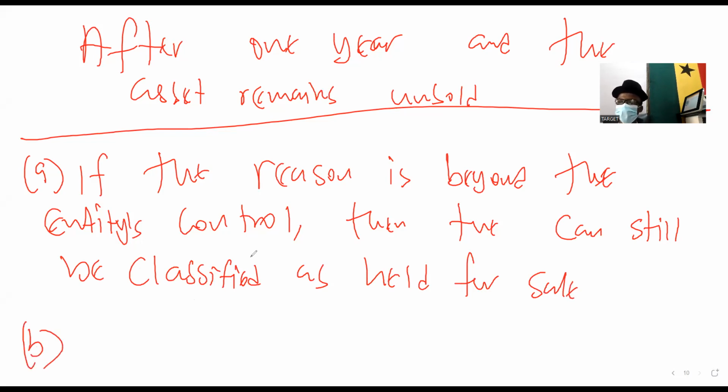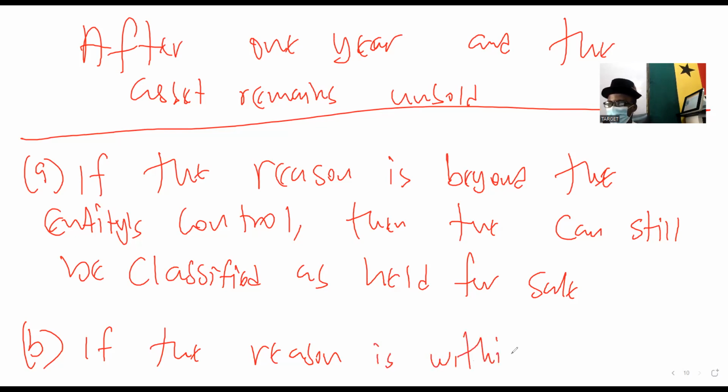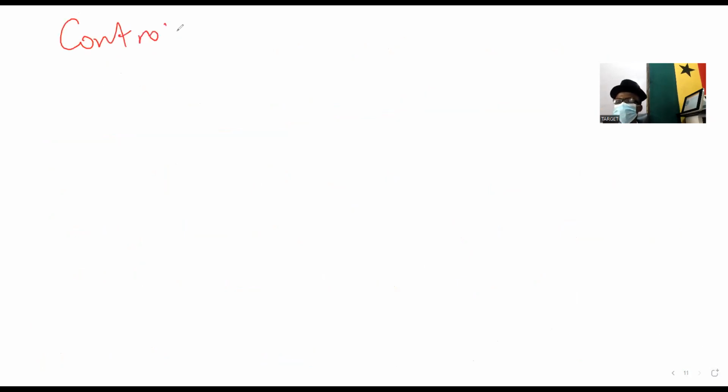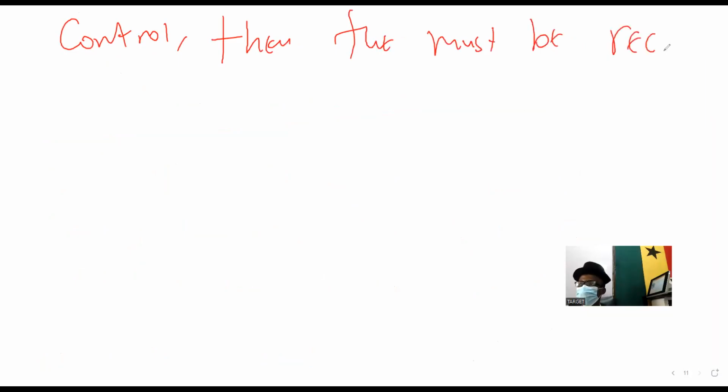B, as the opposite. If the reason is within the entity's control, or the entity did not select the models well, or it is a result of management fault or management misapplication, then the asset must be reclassified. What a wow.